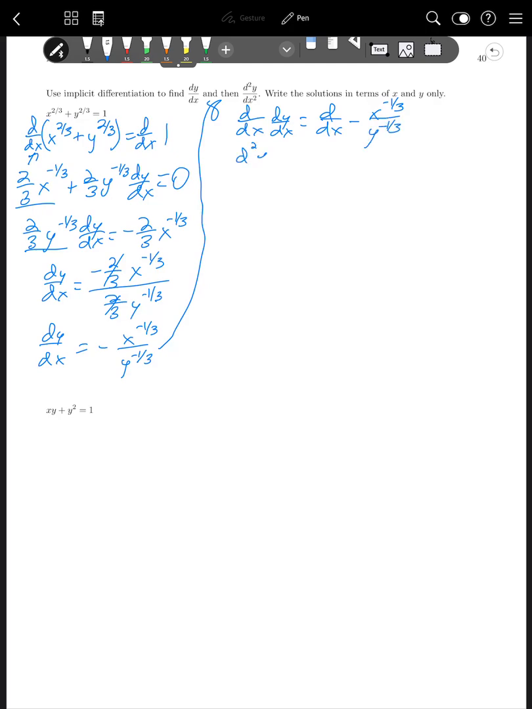So that's the second derivative of y with respect to x. And on the left-hand side, we have to use the quotient rule. So the negative just goes out in front of the whole thing, and then it's the bottom times the derivative of the top minus the derivative of the bottom times the top, all over the bottom squared.